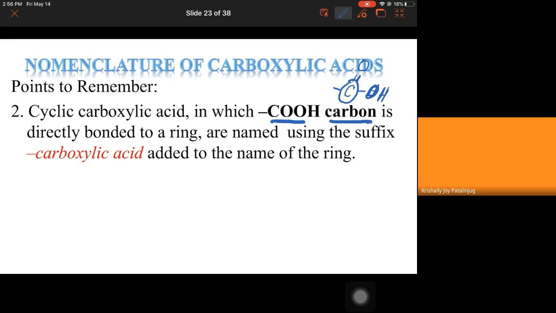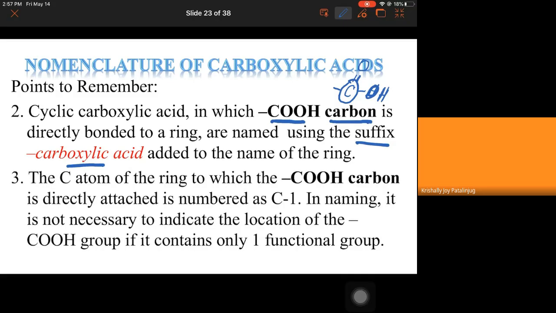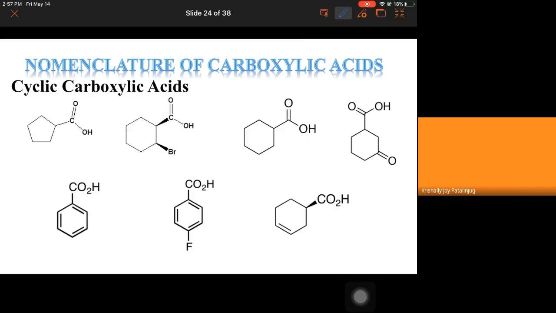And to name that cyclic carboxylic acid, this time you use the suffix "carboxylic acid." It is a bit longer, similar to aldehyde, where the suffix for a cyclic aldehyde is "carbaldehyde." For cyclic carboxylic acid, the suffix is added to the end of the root parent name. Another thing, the carbon atom of the ring where the carboxylic acid carbon is attached is considered carbon 1. But in naming, it is not necessary to indicate the location of that carboxyl acid group if it only contains one carboxyl group. So the rules are the same, just like aldehyde.